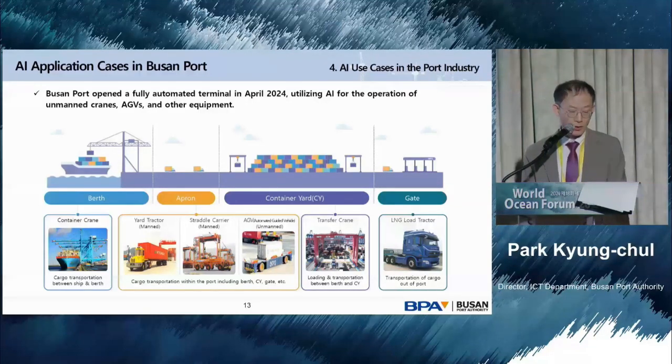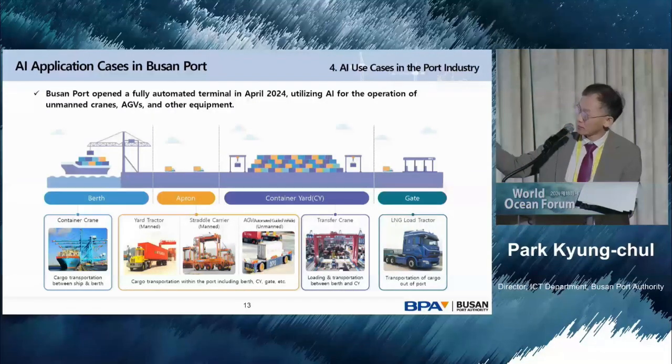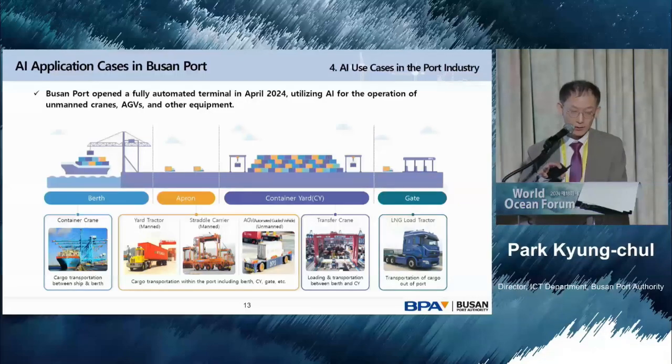So this is the picture of automated ports. In April this year, at Busan New Port, we opened a fully automated port. Most of the terminals at the port were semi-autonomous. At the yard side, there had to be a human operator remotely operating the system. And if you see the cranes, the human operator should be there to operate. But starting from April 2024, the terminal that we have newly opened is fully automated. Starting from berth to gate, all the processes are automated.